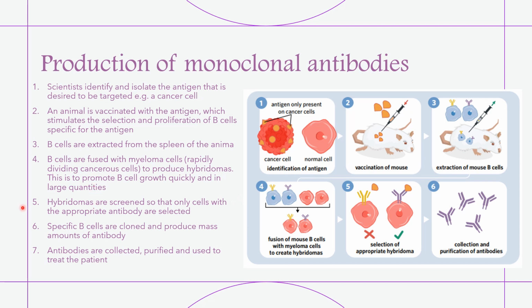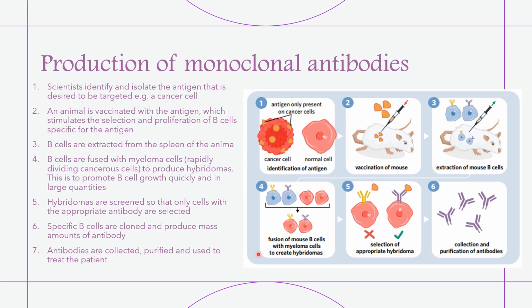Then we take those hybridomas and we screen them so that only the cells that have the appropriate antibody are selected, because we know that our plasma B cells can make a different range of antibodies. We've got IgE, IgM, IgG. So we want to select the ones that are really specific to what we want them to do. Then we're going to clone and mass produce that antibody. So we want massive amounts of a specific type of antibody. There's going to be many clones of that antibody, and then we're going to collect them, and they're going to be used to treat the patient for whatever they have.